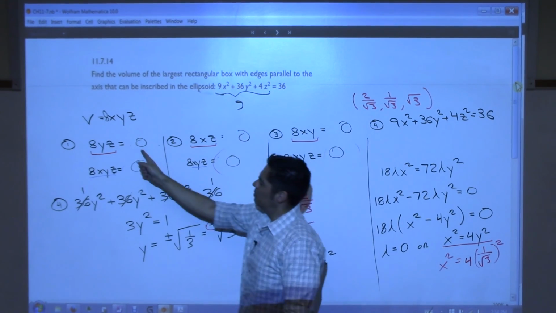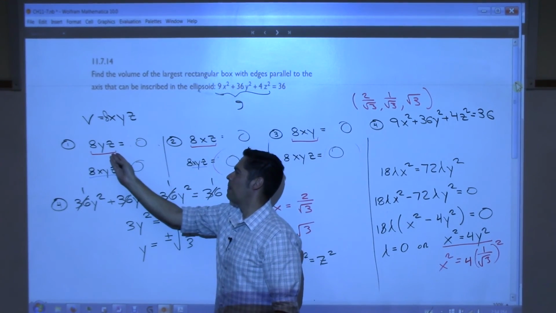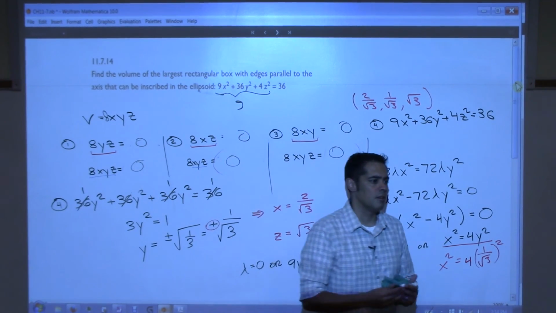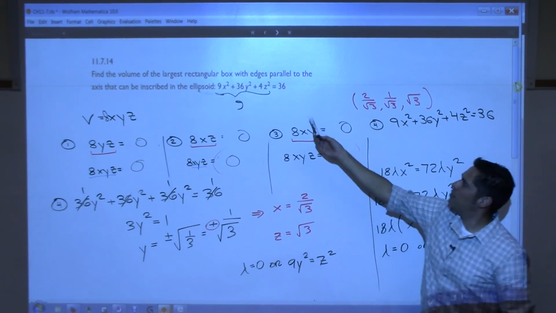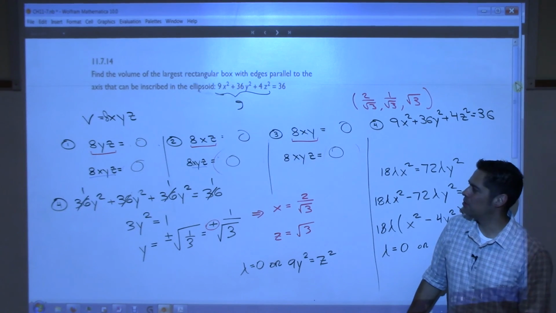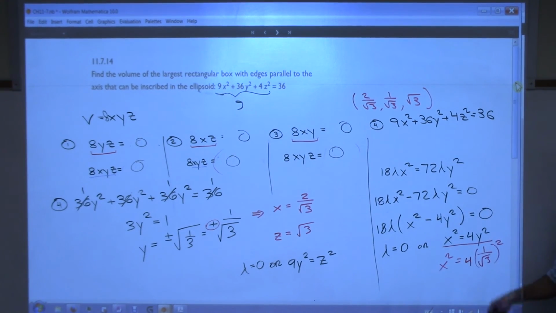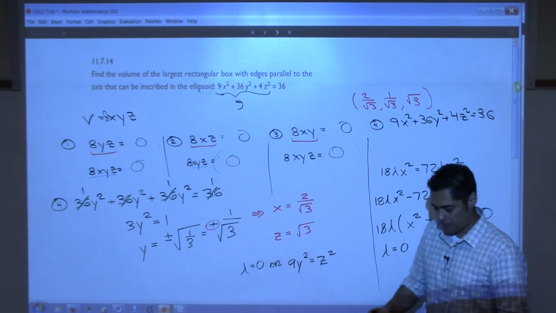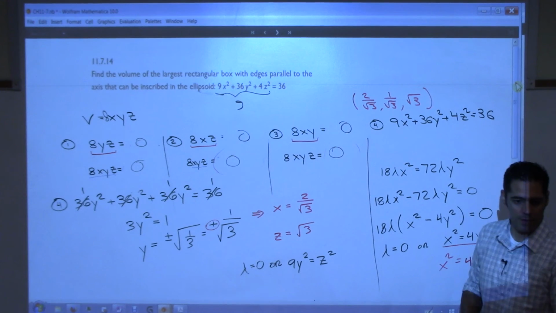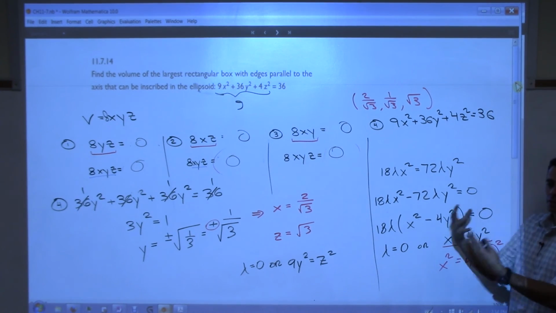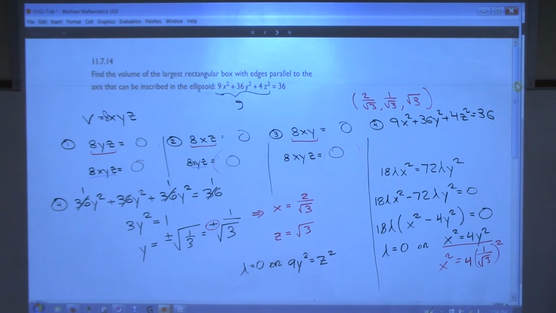So look at this. What does this mean? Either y is 0 or z is 0. And if y is 0, you have no volume, right? Who cares? Here, same thing. So lambda being 0, although there might be some values, it's not going to be a maximum. So within the context of the word problem, it wouldn't make sense for you to go look at those.